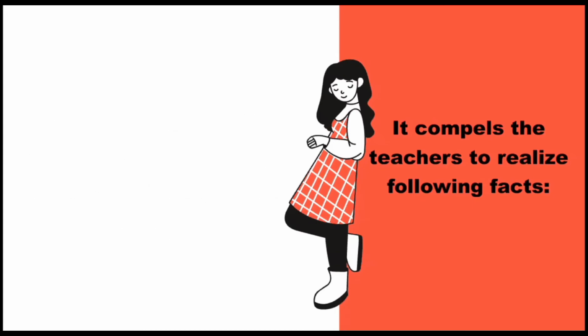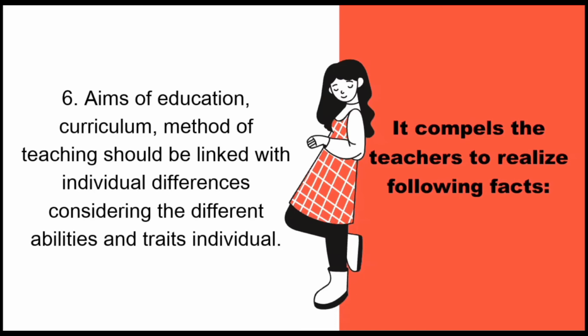Lastly, the teacher should acknowledge the aims of education, the curriculum, and the method of teaching that should be linked with individual differences, considering the different abilities and traits of individuals. The aim of education is to enable each student to attain all-around development according to his or her own attributes. To achieve this, students should be provided with suitable assistance and guidance in accordance with their abilities and learning needs, so that they can develop their potential to the fullest.